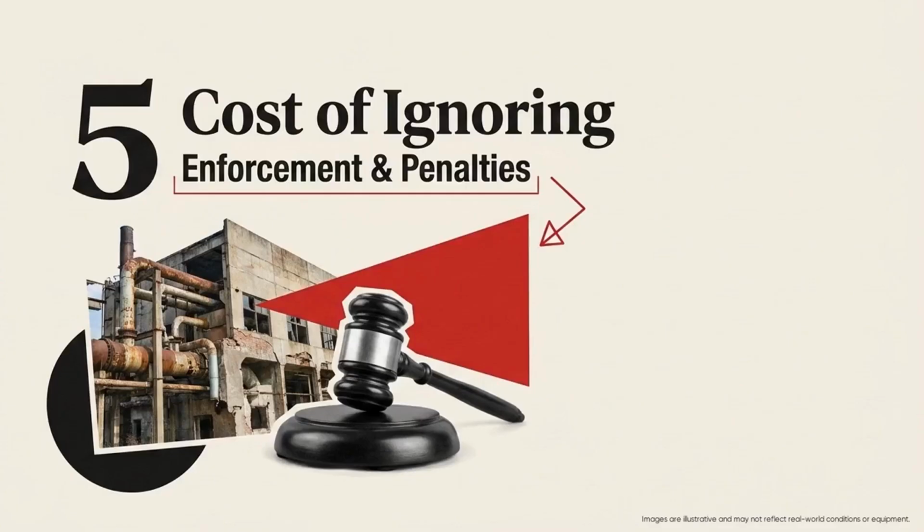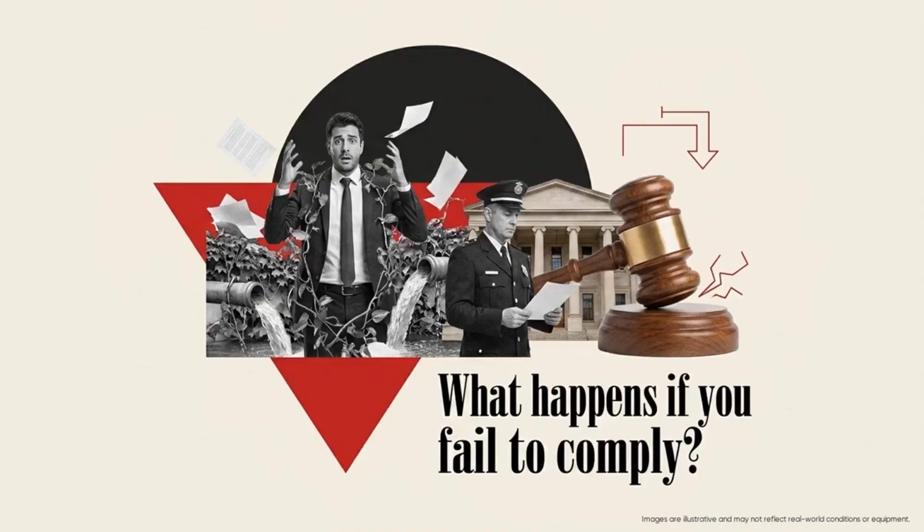And finally, step 5. The cost of ignoring rules. Let's talk enforcement and penalties. We really need to talk about the worst case scenario here because nailing your compliance isn't just an administrative chore, it's literally protecting your entire business from severe federal actions.